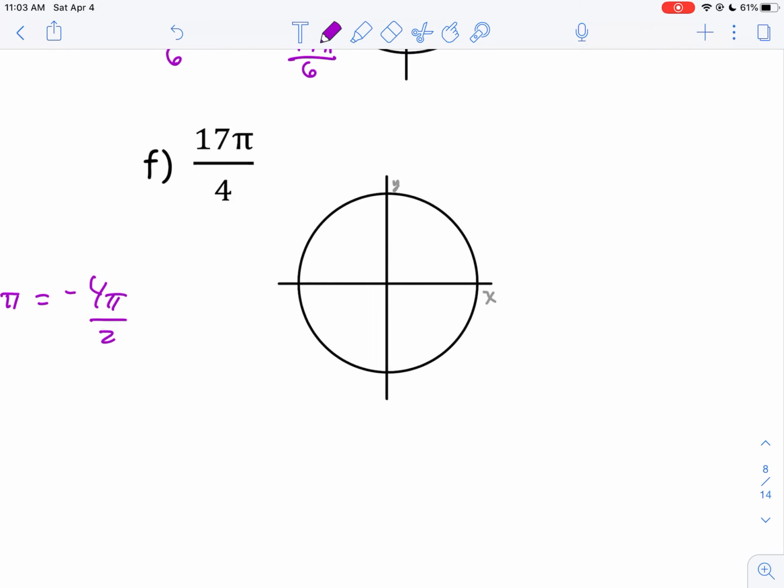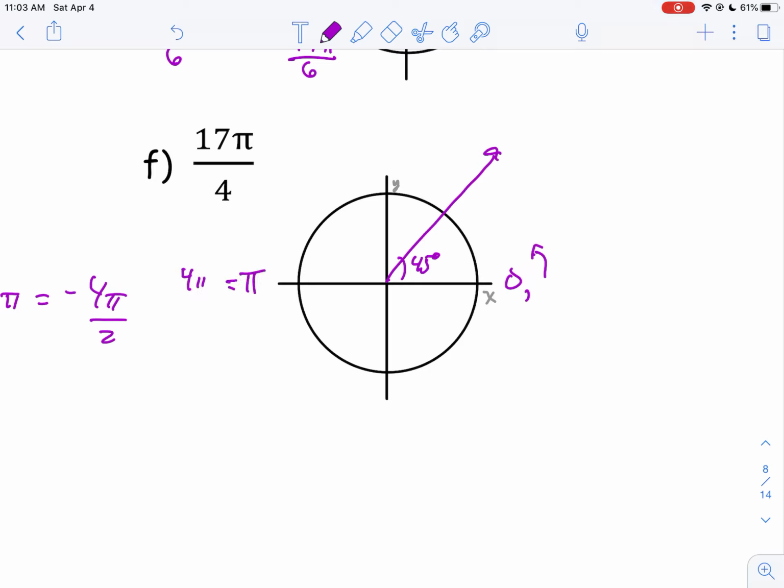And then that sets us up for the last one here, 17 pi over 4. Starting at 0, I'm now going in the positive direction, so you could count pi over 4, 2, 3, 4, 5, 6, 7, 8, 9, 10, 11, 12, 13, 14, 15, 16, 17 pi over 4. That's actually quicker than I thought it was. And then the reference is 45 degrees. It's helpful, though, to think through the radians.